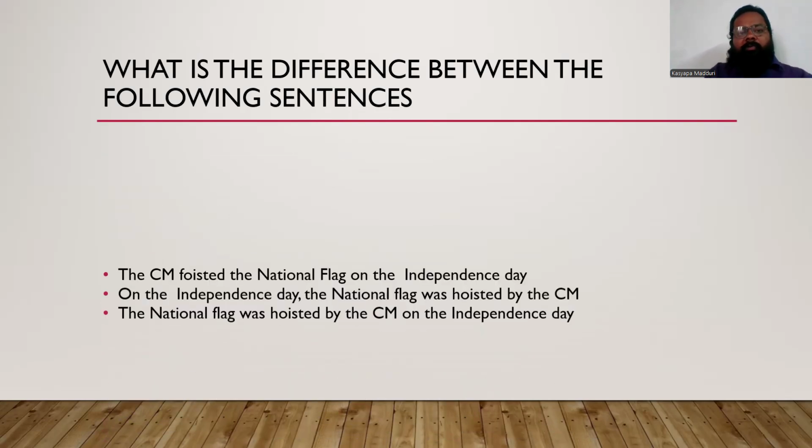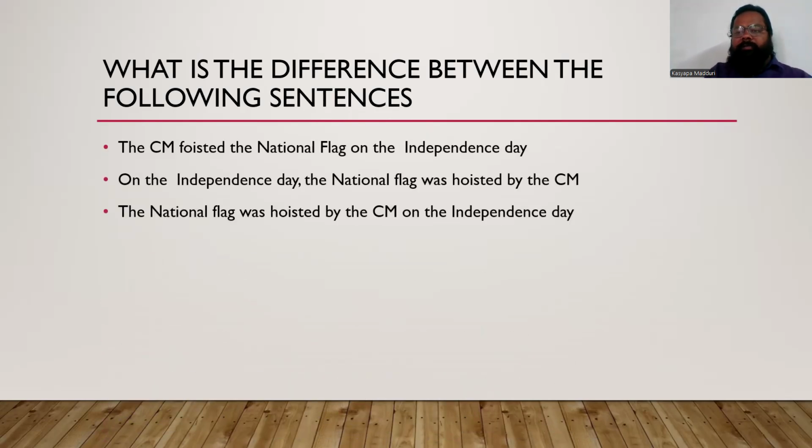First, I need you to tell me what is the difference between these sentences. All right. Look at these sentences. The CM hoisted the national flag on the Independence Day. On the Independence Day, the national flag was hoisted by the CM. The national flag was hoisted by the CM on the Independence Day. Now, is there any difference between the meaning of these three sentences? Is there? Let's find out.